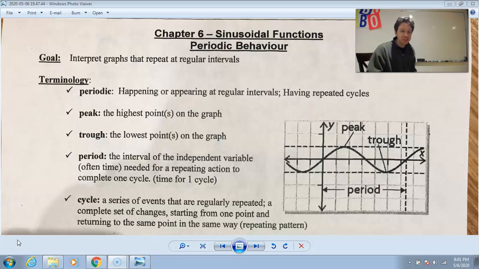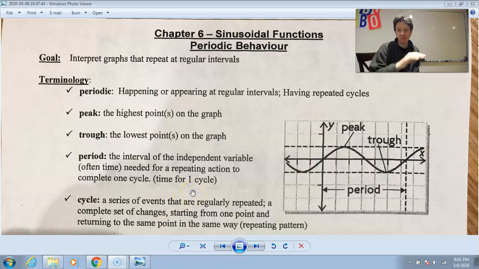This lesson is pretty short, but this unit is completely new. Unlike Chapter 5, you've never seen this in grade 10. So this is the handout that you can see. We're going to do the first 2 pages, which is 6.2. Okay, we're going to go over first periodic functions.